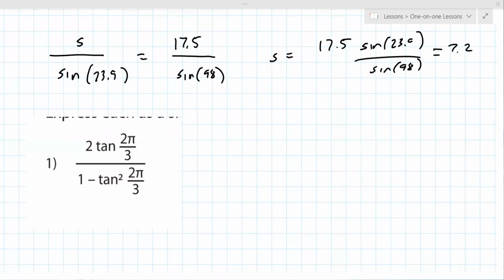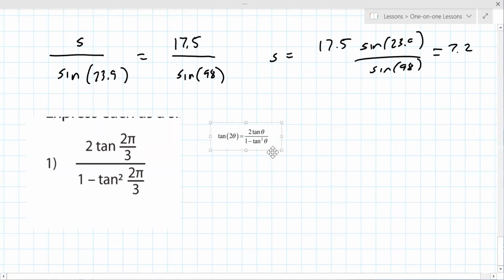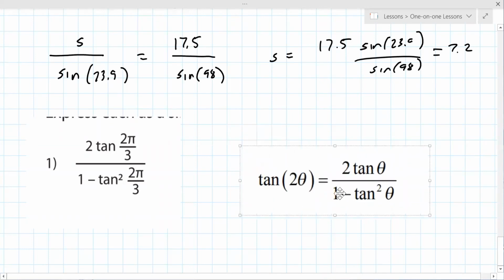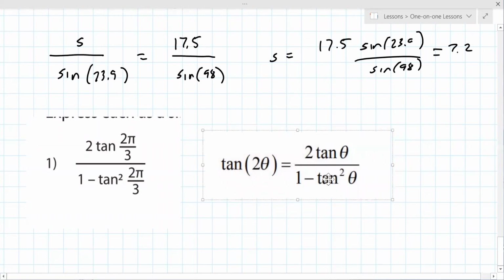So here is the first one that we need. When you look at the one that I've just snipped in here, on the right side, do you notice how the right side looks a lot like what you have? It's basically the same. Well, your theta is 2 pi over 3 in your problem.